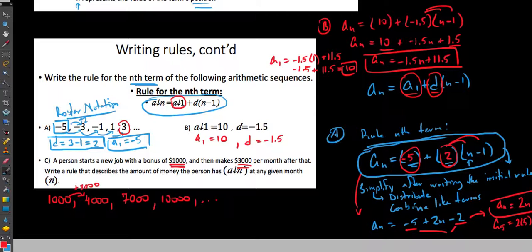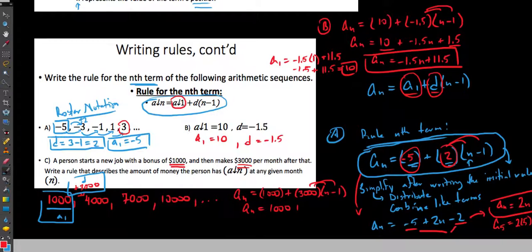And so with respect to writing a rule for this, what are the two things we need? Well, again, we need the value of the first term, which we do have, and we need our common difference, which we do have here as well. So our rule for the amount of money at any given month would be: we started at 1,000, so a1, and we're going up by 3,000 every month times n minus 1 here. And distributing, we get the nth term is 1,000 plus 3,000n minus 3,000. And to put a negative 3,000 with the positive 1,000 would give us a negative 2,000. We get 3,000n minus 2,000.